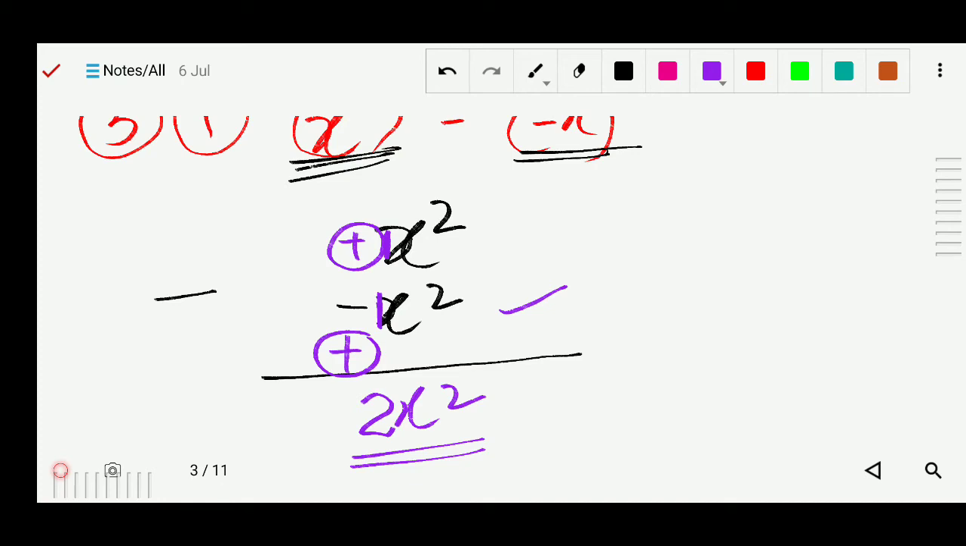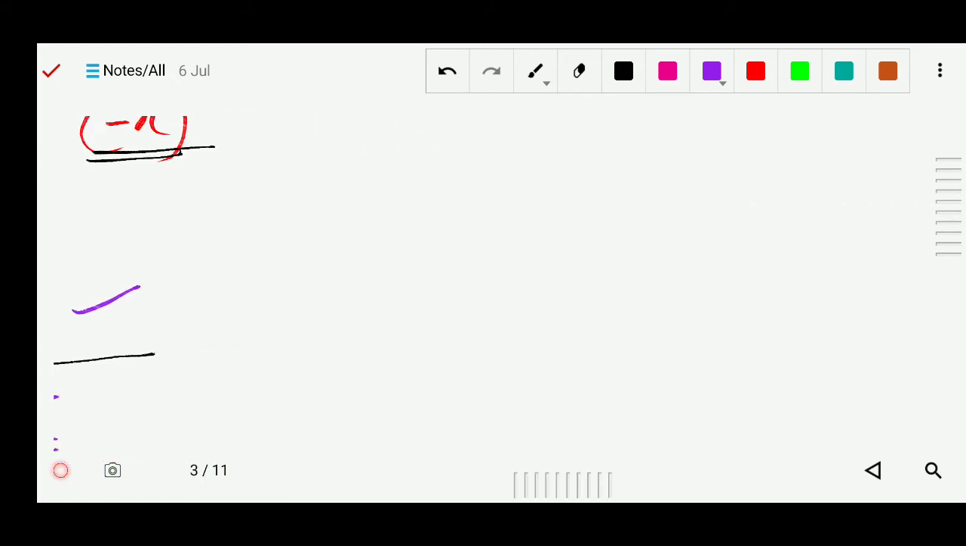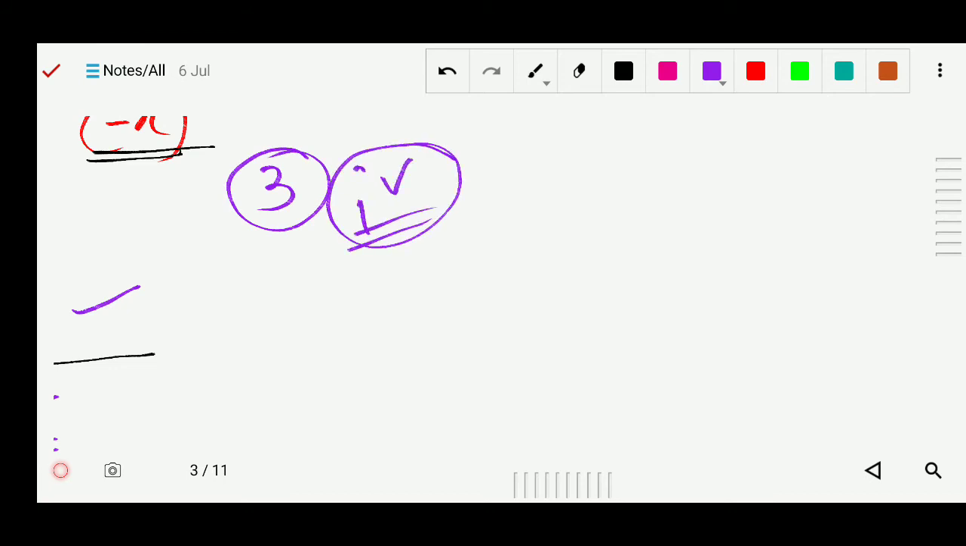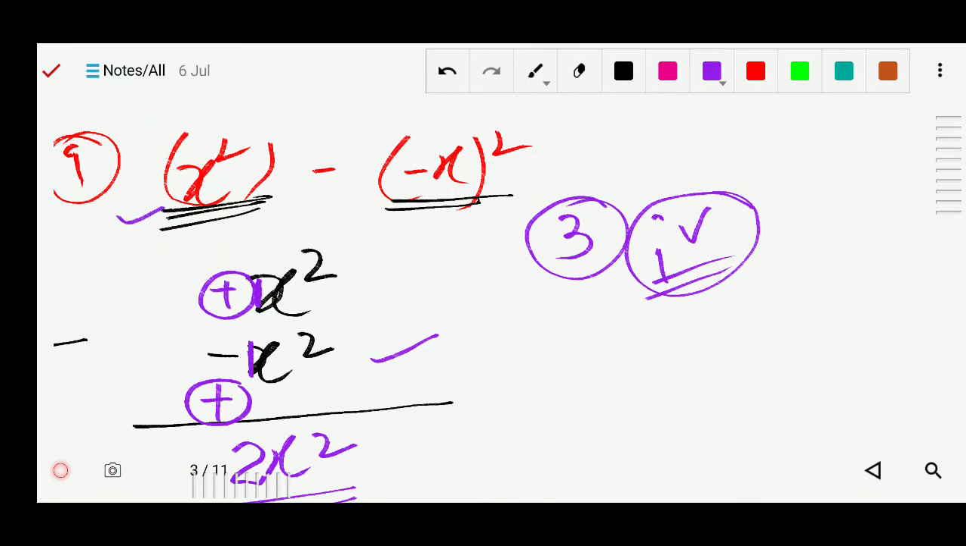Okay, so from here question number 2, one more question I will solve, that is question number 3. Okay, so question number 4 I am going to solve. Here already it is given, we have to subtract from x square, that's why we have done it like this. Okay, and this minus sign we write the same, and then we change it, so your answer is plus 2x square. So similarly we will do question number 4.